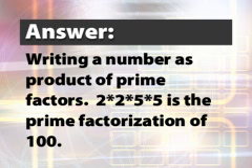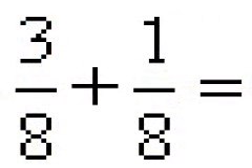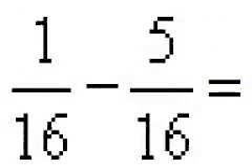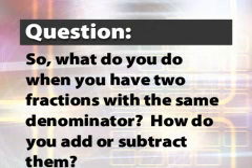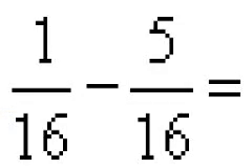So let's begin. This video will only cover fractions with the same denominator, like 3/8 plus 1/8 or 1/16 minus 5/16. So, what do you do when you have two fractions with the same denominator? How do you add or subtract them? Take this problem for example, 1/16 minus 5/16. How do we subtract them?